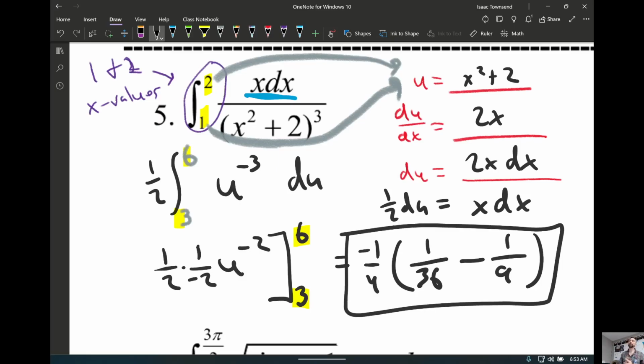I don't care about the arithmetic today, but the only difference with definite integrals is you need to change those bounds. The original bounds are going to be in terms of x. You need to change them so they match up with u. X equals 1, plug it in here to figure out what u was. When x equals 2, plug it in over here to figure out what u was. As long as you remember that, there's really no difference with those.